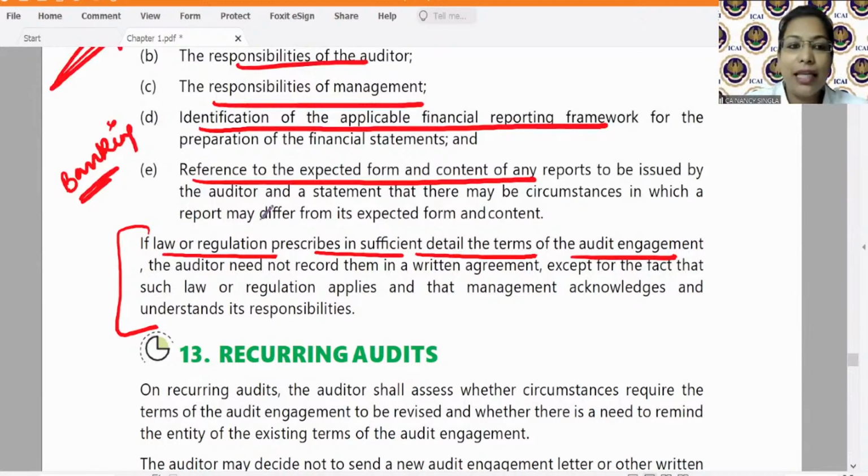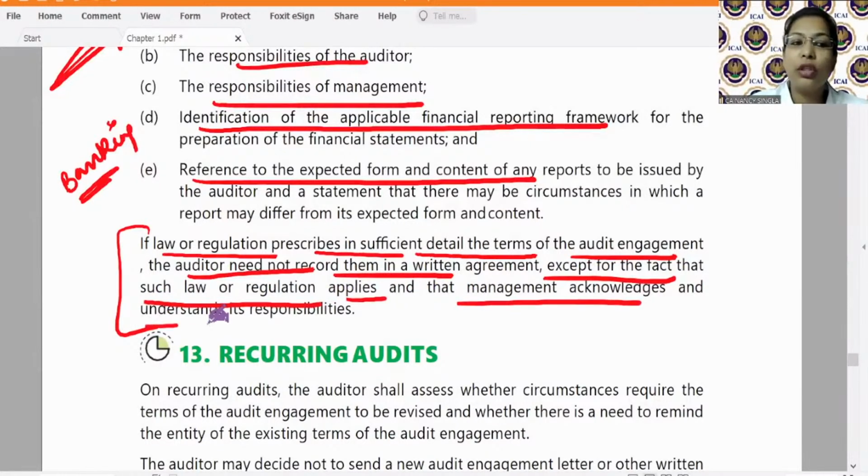So in that case, they need not record them in a written agreement except for the fact that such law and regulation applies and that management acknowledges and understands its responsibility. तो उसको बार बार लिखने की जरूरत नहीं है, because law में बहुत अच्छे से mentioned है ना. But yes, in your agreement, give a reference to that law, that whatever is mentioned there, that will be the terms of the agreement. Sudhanshu, is it clear?